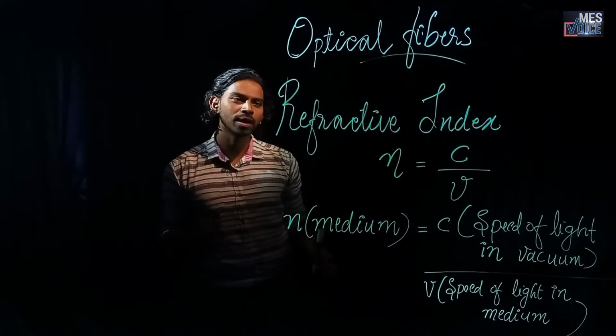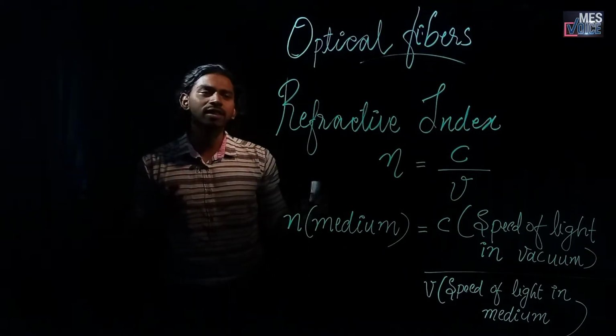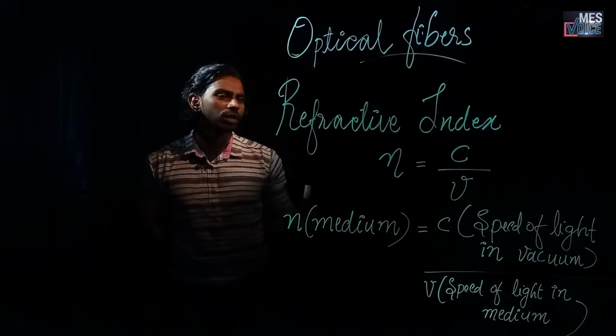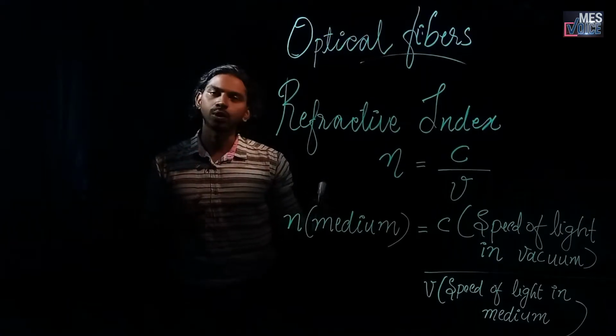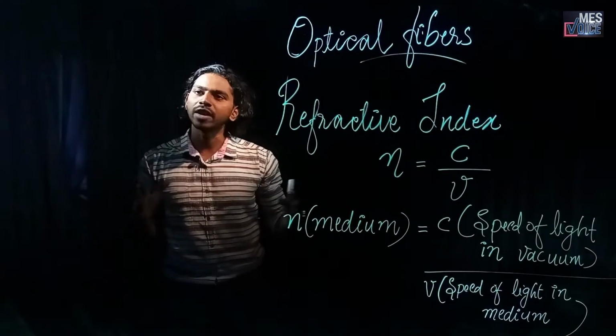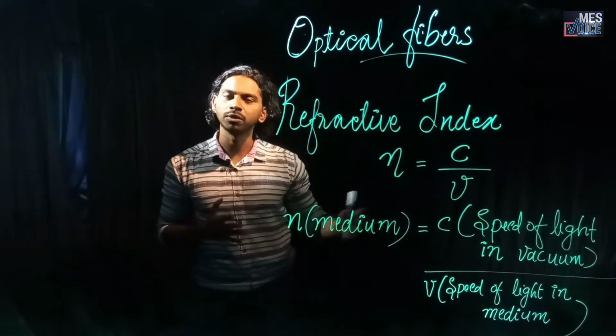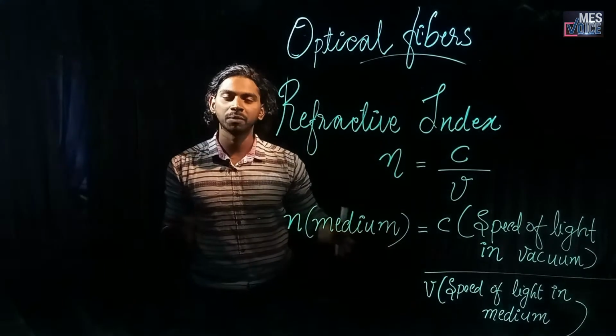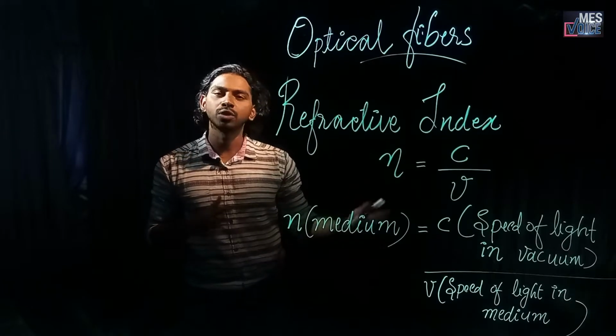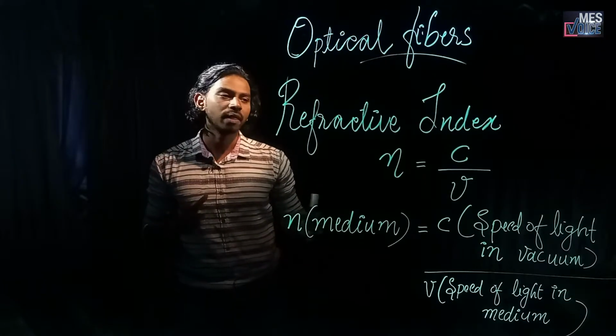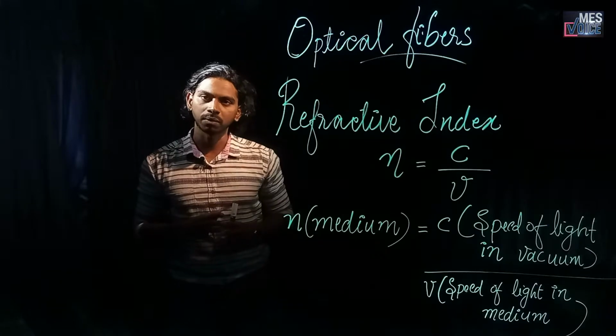So we were talking about the refractive index of the medium. What is the refractive index of the medium? The equation gives that n equals c by v. So this is the ratio of the speed of light in vacuum to the speed of light in the medium. That means the velocity of light in vacuum to the velocity of light in the medium. That is the refractive index of the particular medium.